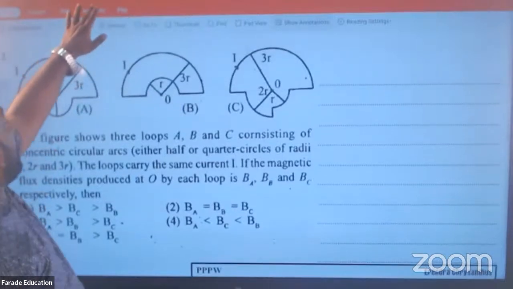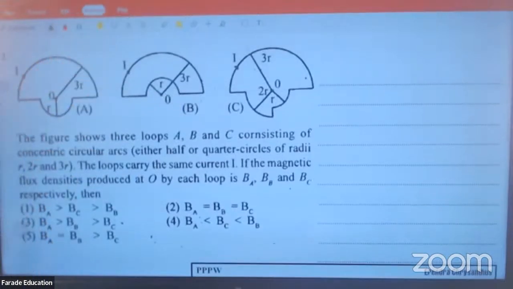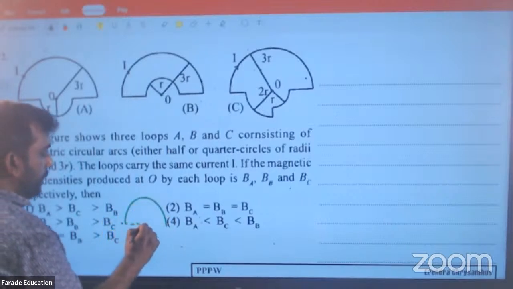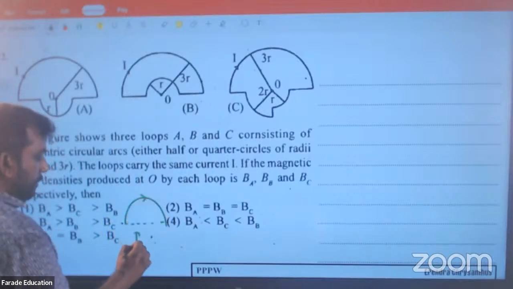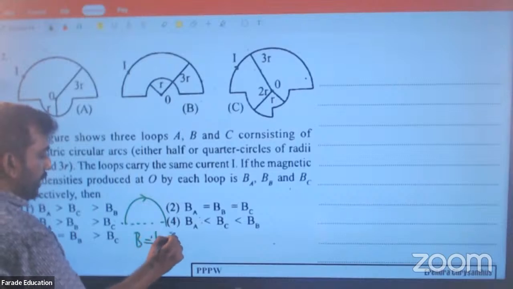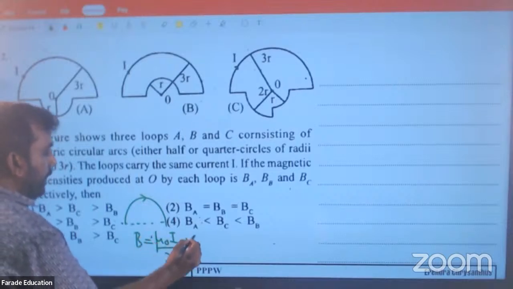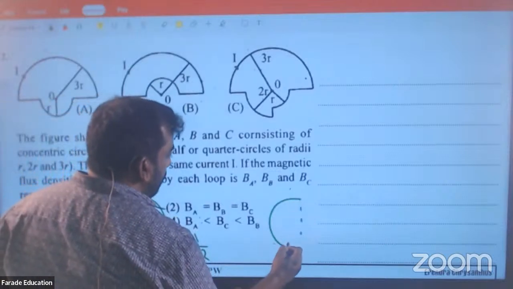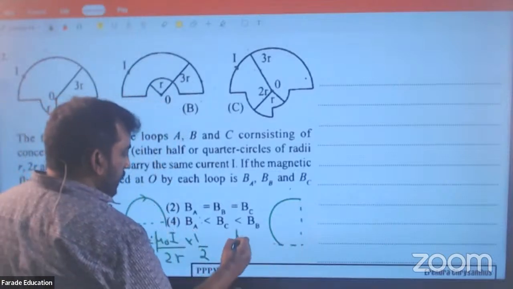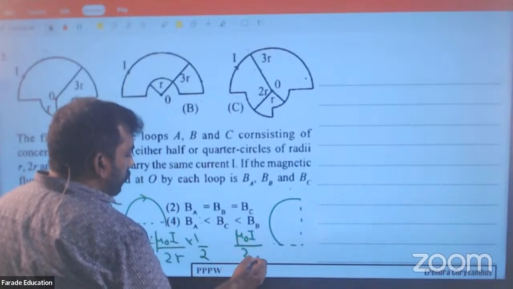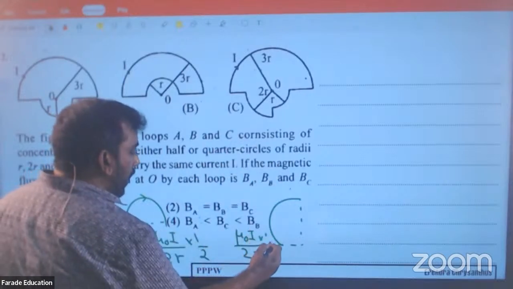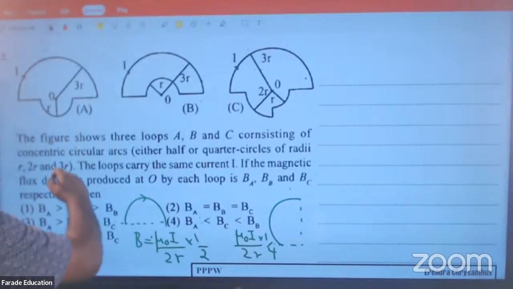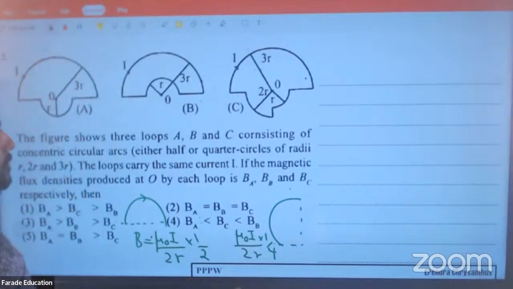Right. Biot-Savart theorem. Now all of us know if it's half a loop, magnetic field strength is mu naught I divided by 2R times half. If it is a quarter loop, mu naught I divided by 2R is the full circle, and quarter means multiply by quarter. So here we have a half, here we have a half.